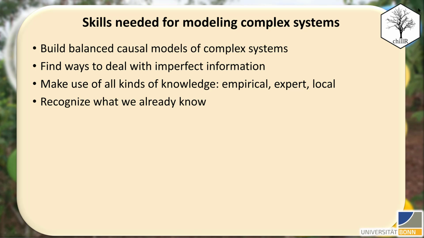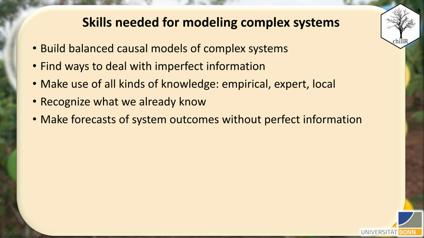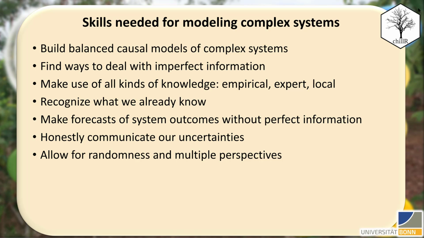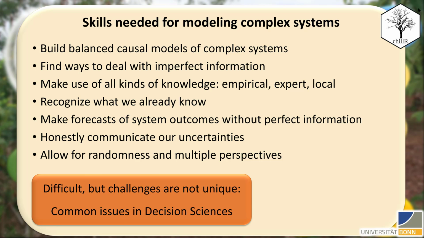We should also recognize what we already know. We should not go to a place and pretend like we have learned nothing before and we're completely blank slates when it comes to how agricultural systems work. We should learn how to make forecasts of system outcomes without having perfect information. We have to learn how to honestly communicate our uncertainties and allow for randomness and possibly for multiple perspectives. Maybe different people perceive the system in different ways.